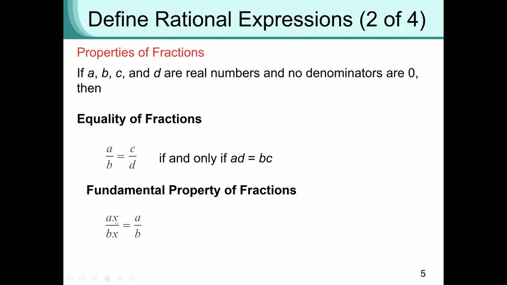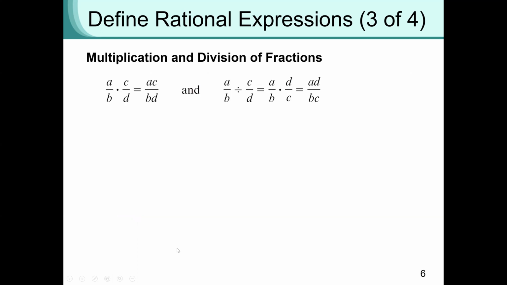If I have AX divided by BX, it is equal to A by B, because the X will cancel each other. Again, if we have A by B equal to C by D, we can cross multiply. So A multiplied by D equal to B multiplied by C. And if I have AX divided by BX, since X divided by X, we can cancel the X. So we get A by B.